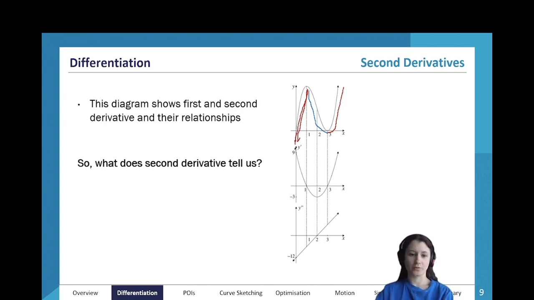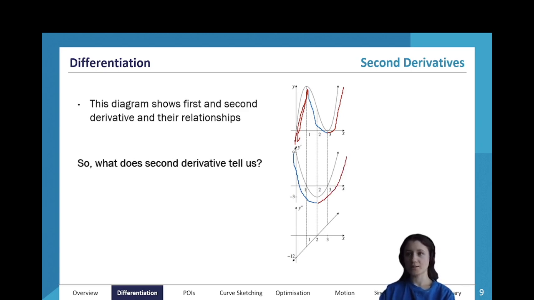Now let's move on and identify when our gradient curve has a positive and negative gradient. So I'll give you guys a minute to pause the recording. All right. So our first derivative curve has a negative gradient down here and a positive gradient up here.